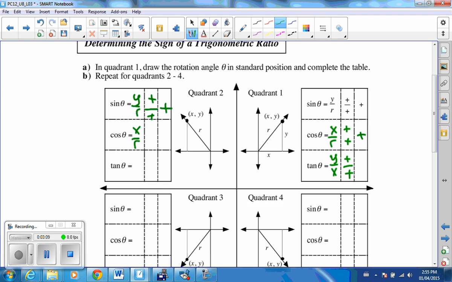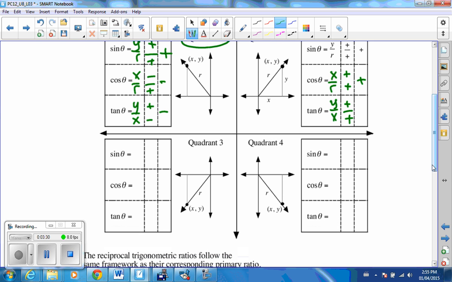In quadrant 2, the y is positive, the r is still positive, so sine is positive. Cos is x over r, but x is now negative, and a negative divided by a positive is negative. So my cosines are going to be negative in quadrant 2. Tan is going to be y over x, positive over negative, negative. So tan is negative in there as well. Just sine is positive. In quadrant 3, y and x are both negative. The r is still positive. But if I have negative y over a negative x, that becomes negative divided by negative, which is now positive.